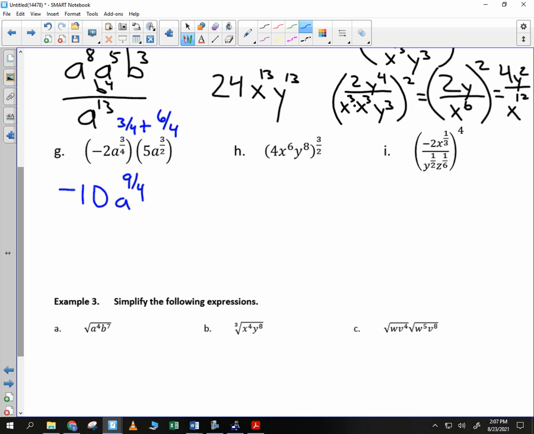Last one we try for the day, it says 4x to the 6, y to the 8th to the 3/2. What if it said 4x to the 6, y to the 8th to the 3rd? What would you do to the exponents there? You would multiply, right? Power to the power, you multiply. So let's just multiply then. Look at the x. 6 times 3 divided by 2. 9. 8 times 3 divided by 2. 12. Now 4, though, we have to take that to the 3/2 power.